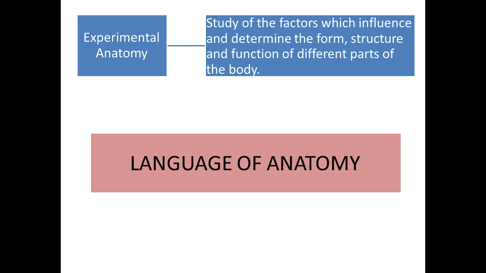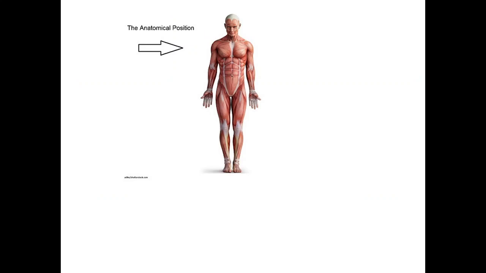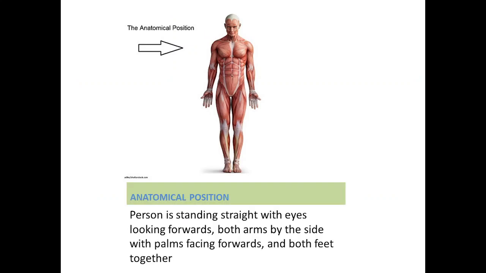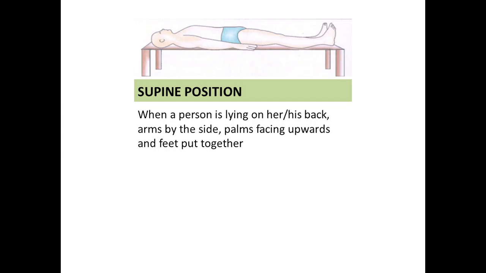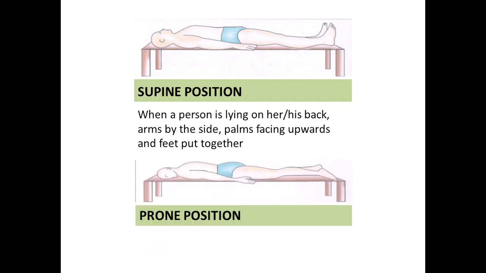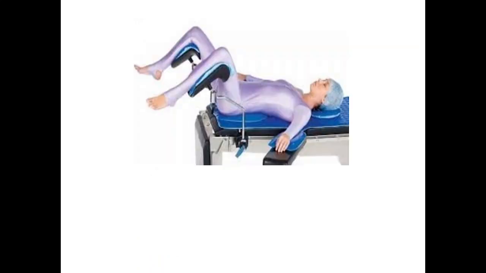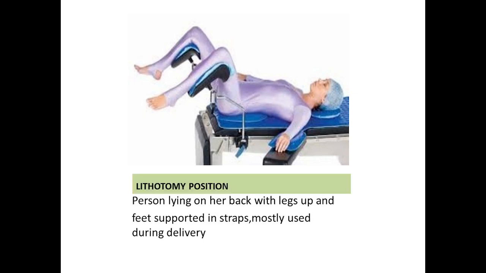Then we have the language of anatomy. The first important thing is positions. We have the anatomical position in which a person is standing straight with hands by the side, palms facing forward, both feet together. Then we have the supine position in which a person is lying on his back with hands by the side and the palms facing upward. Then the prone position, in which a person is lying on his face, chest and abdomen. Then the lithotomy position, in which the person's legs are supported in straps, and this is mostly used in delivery.